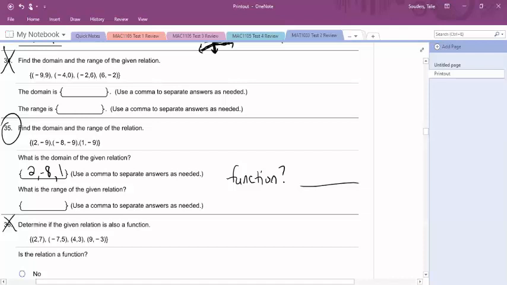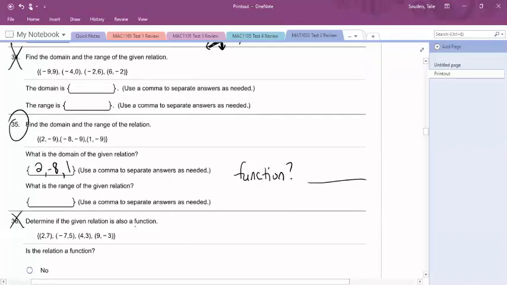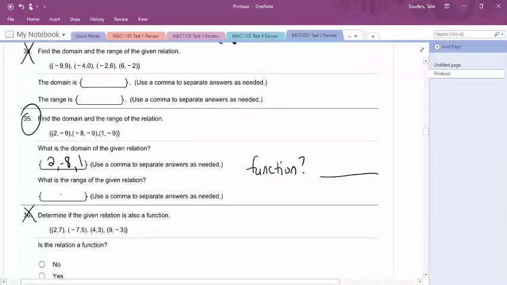Okay. What about the range? The range would just be -9. Good. So the set notation has some interesting rules. One rule is the order does not matter. But another rule is that if a number shows up more than once, you only list it once. So it is important that you only put one -9 there, not three -9s.